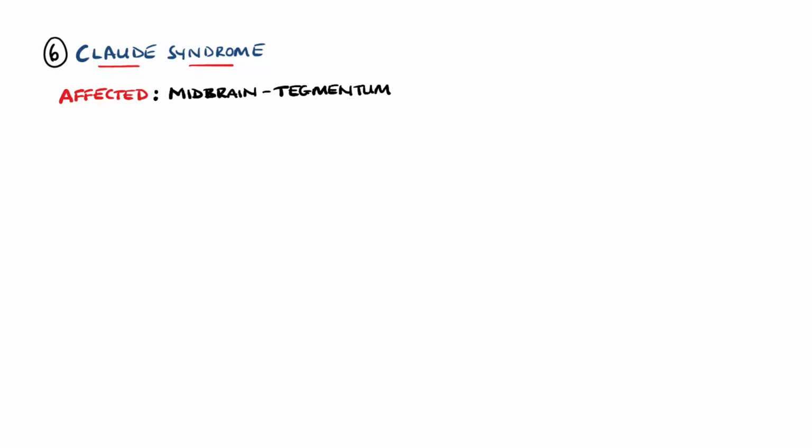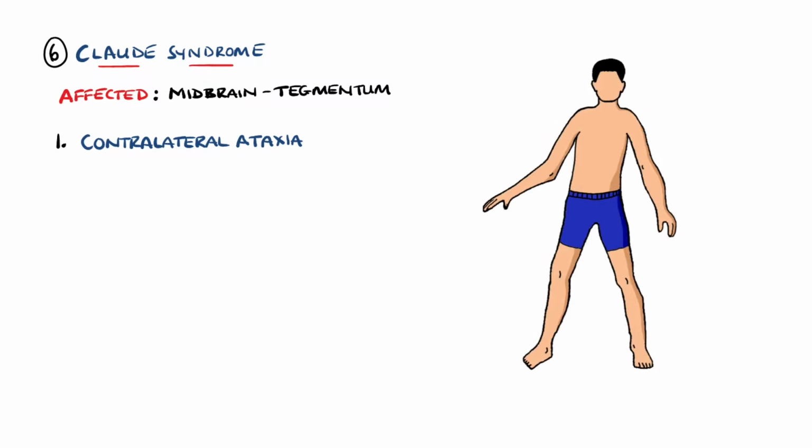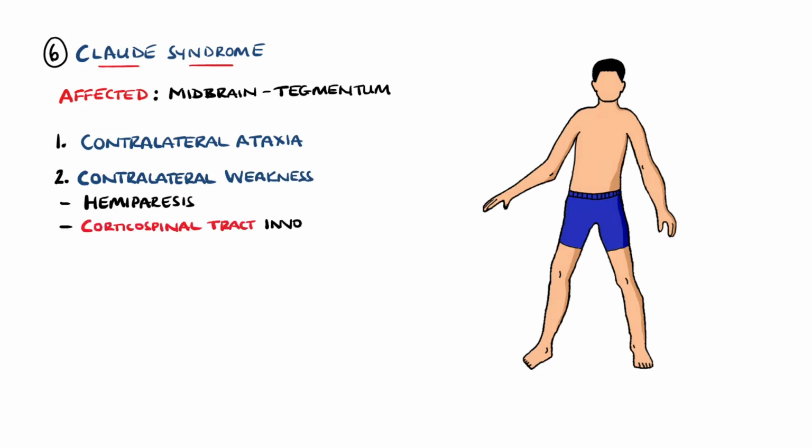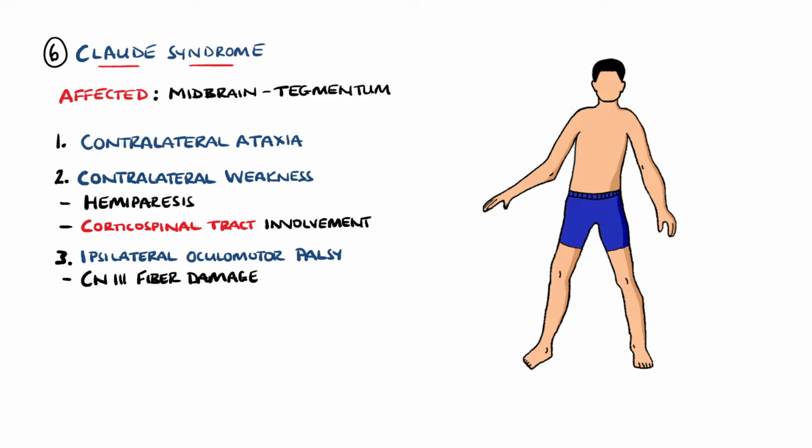Our sixth posterior cerebral artery syndrome is Claude syndrome, which occurs when the midbrain is affected, specifically the tegmentum, making this a brainstem stroke syndrome. Here, we see a contralateral ataxia of the leg and the arm, as well as a potential contralateral weakness of the arm and leg due to involvement of the corticospinal fibers. The other main feature is an ipsilateral oculomotor palsy, which results from injury to the fibers of the oculomotor nerve, which is cranial nerve 3.